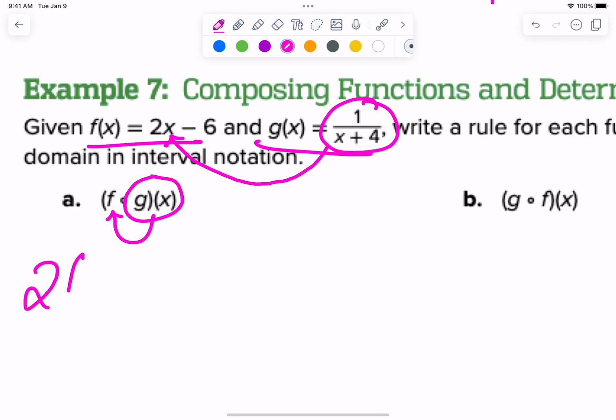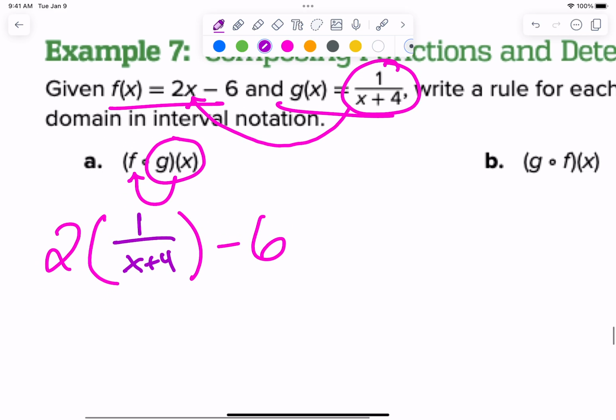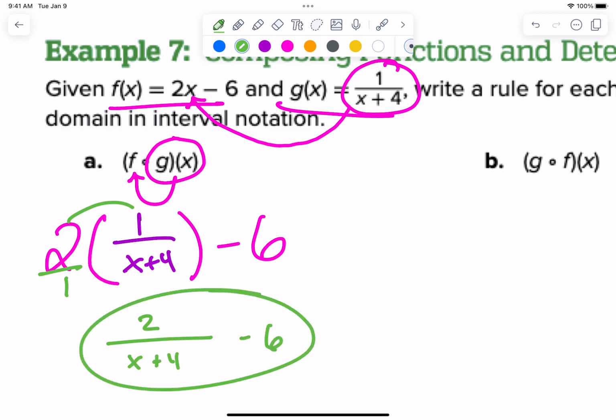So instead of it being 2x minus 6, this junk goes in the center. You see how that works? The whole g of x goes into f, right? So what I'm going to do is this is 2 over 1. I'm just going to multiply him through. So 2 times 1 is 2, and then 1 times that on the bottom is that on the bottom. I multiplied the tops together and the bottoms together, and then the minus 6 is just hanging on. Okay? That's what he looks like.